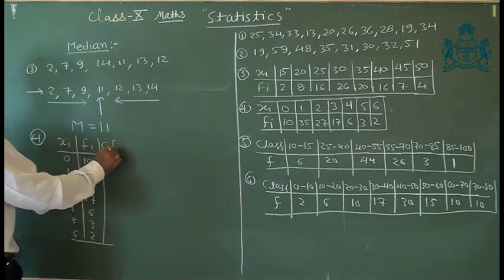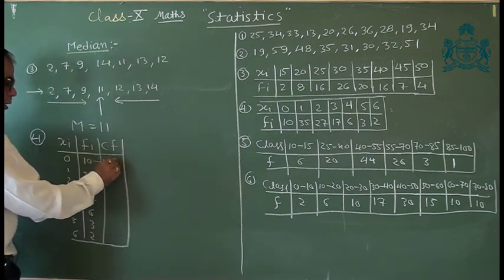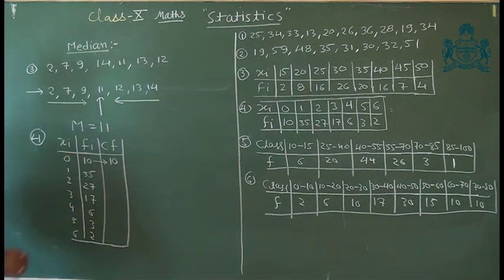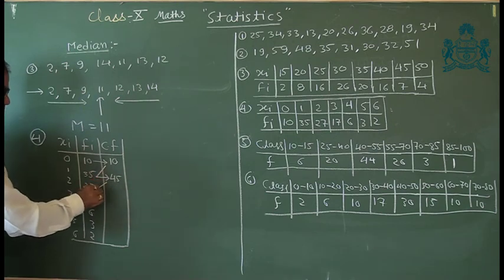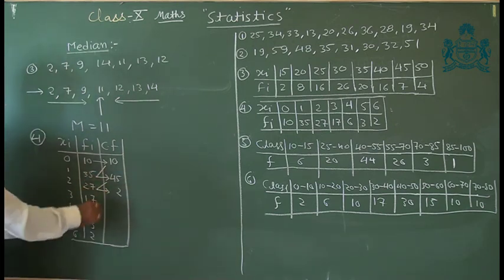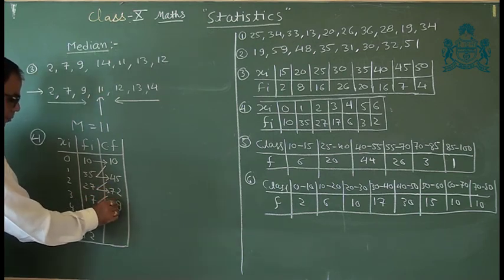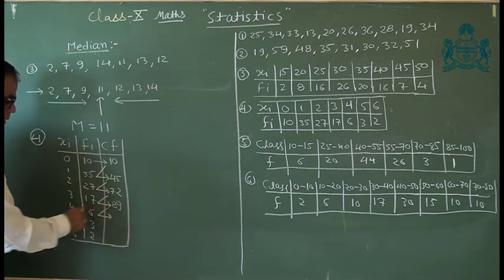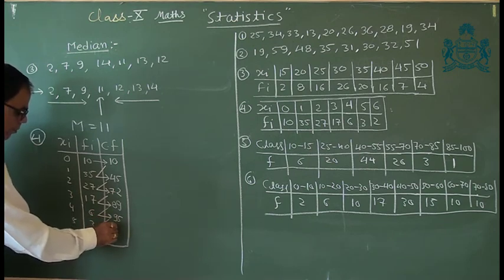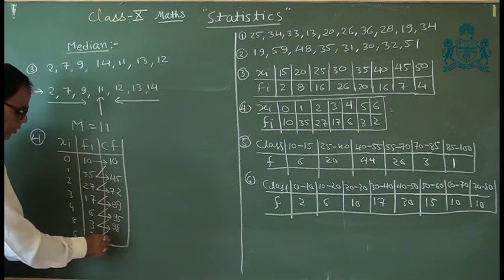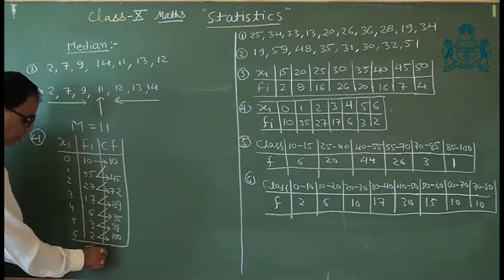Next point, cumulative frequency. Find the cumulative frequency. For 10, frequency and cumulative frequency are the same. Next, 10 plus 35, 45. 45 plus 27, 72. 72 plus 17, 89. 89 plus 6, 95. 95 plus 3, 98. And 98 plus 2, 100. Sum of frequency equals 100.